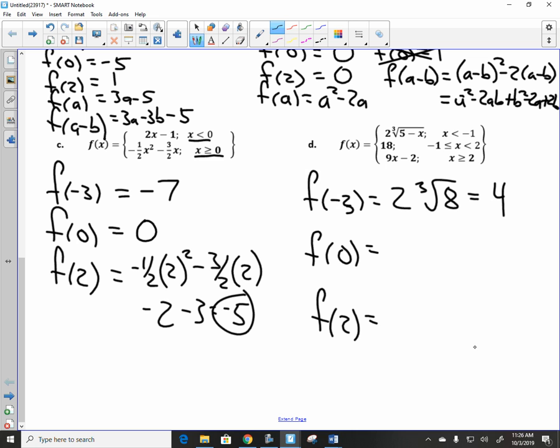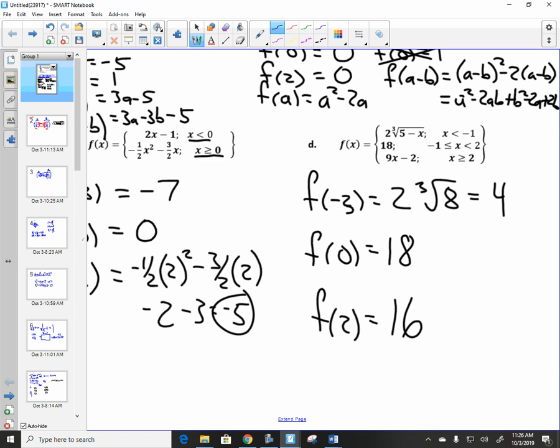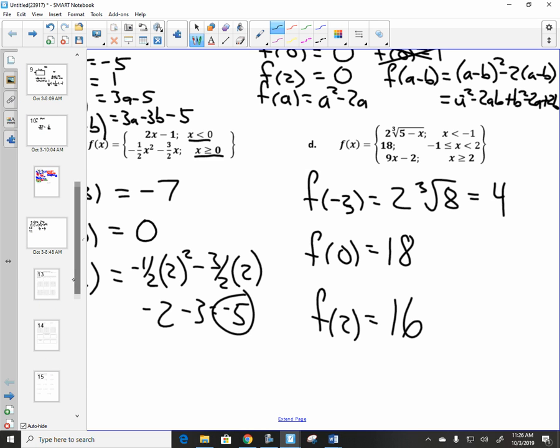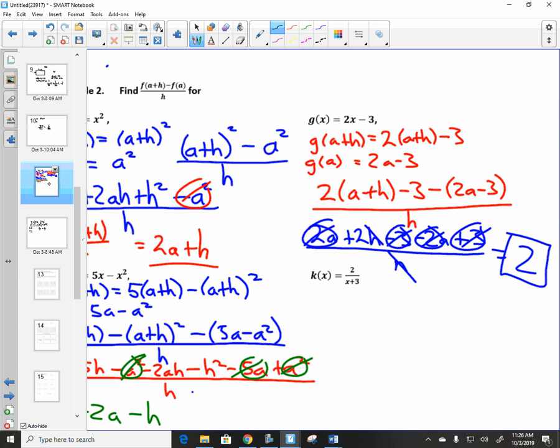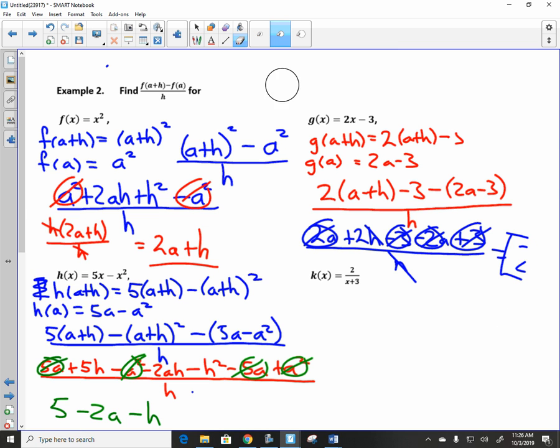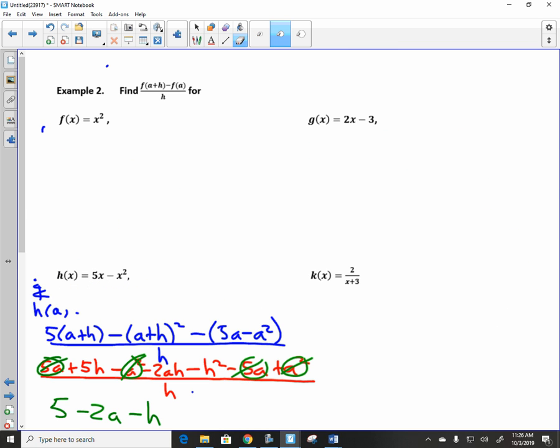Plug in 0. There's nowhere to plug in the value. It just says that it's always 18. Plug in anything and you get 18. Anything between negative 1 and 2. Then plug in 2, we get 9 times 2 is 18 minus 2 is 16. We good? So we made something look confusing really simple. We have 3 of these, and then we will be done.